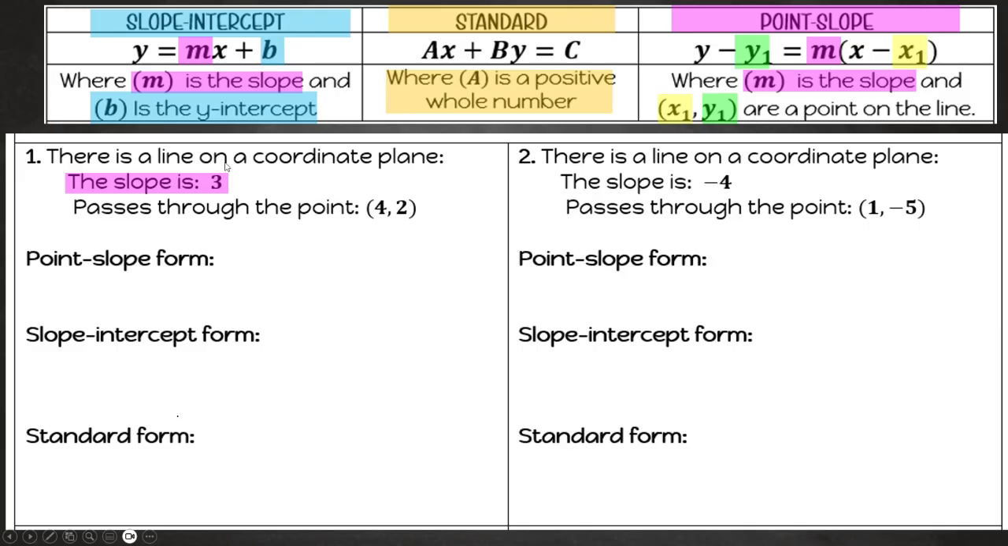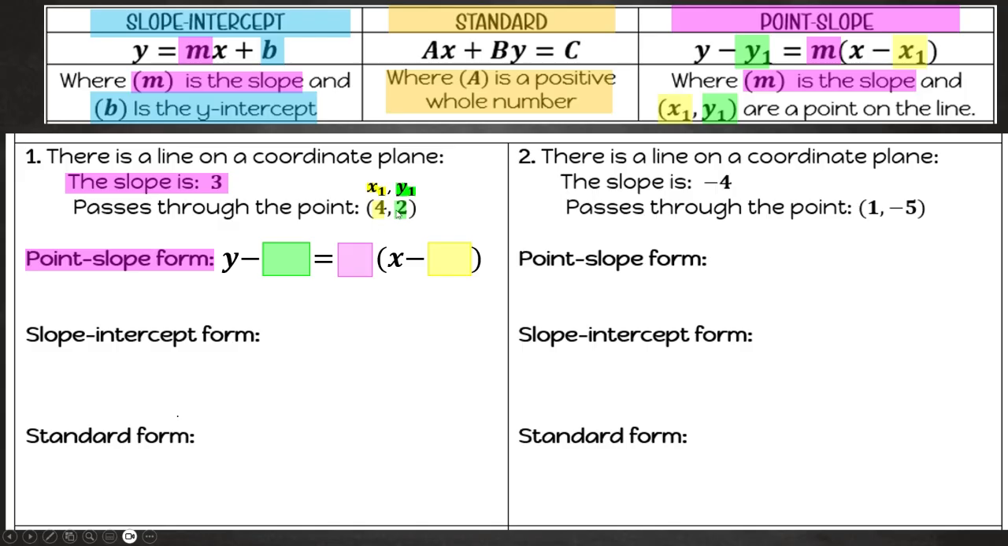There is a line on a coordinate plane. The slope is 3. It passes through the point 4, 2. So 4 is our x, 2 is our y. Okay, point-slope form, so we're going to set it up as y minus something is equal to something times x minus something. I did color code everything for you. So notice the slope, our m is equal to 3. So that's going to go here.